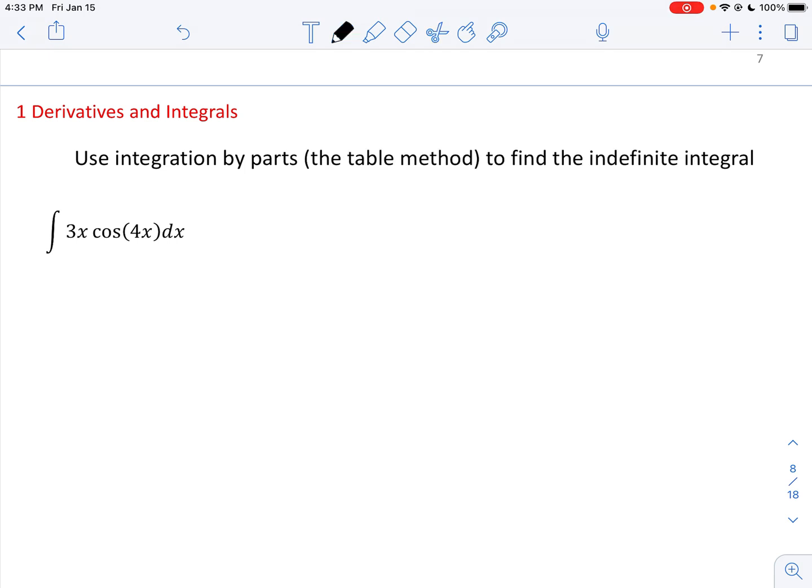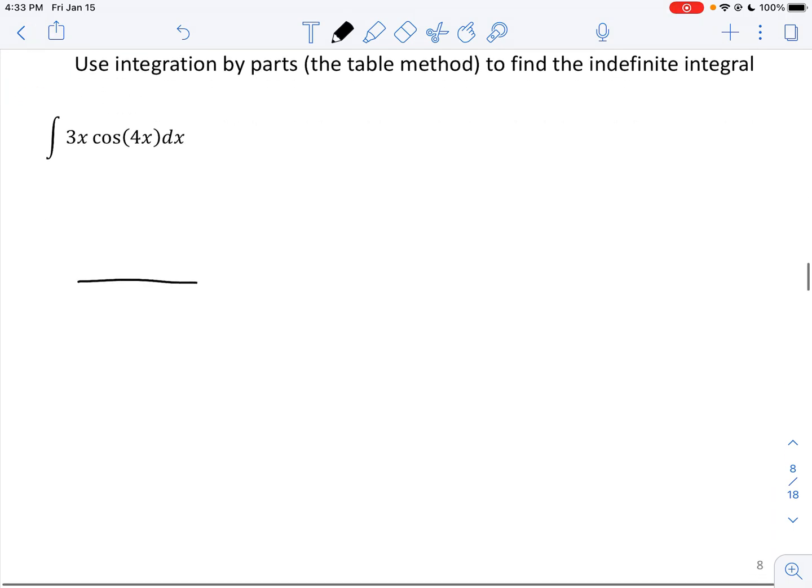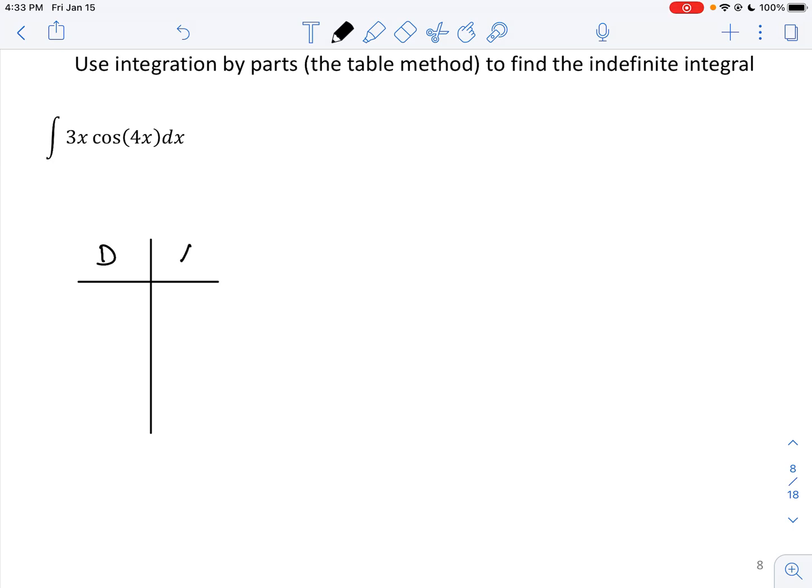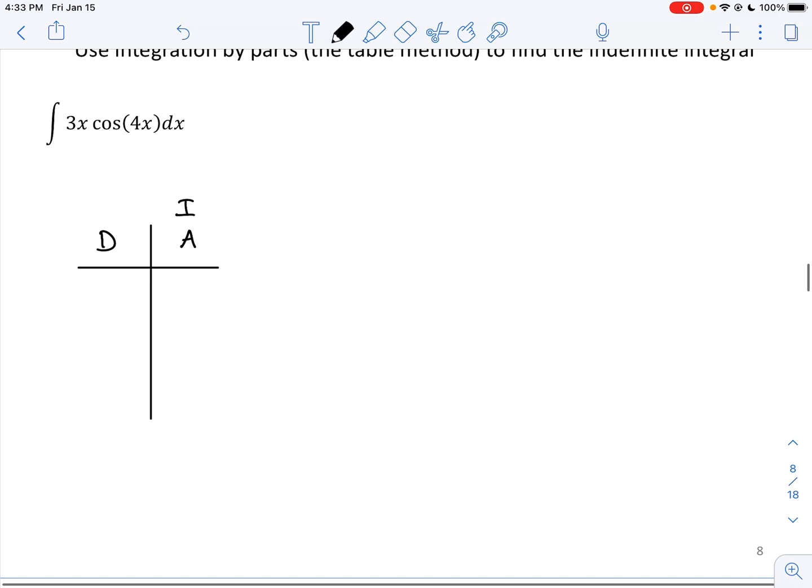I'm going to teach what's called the table method. It organizes the pieces in the same way as the u's and dv's, but it keeps the pieces organized via a table as opposed to via using letters. So I'm going to make a table with two different columns. One column, I'm going to put a D for differentiation, and the other one I'm going to put an A or an I for integration or anti-differentiation, whichever.